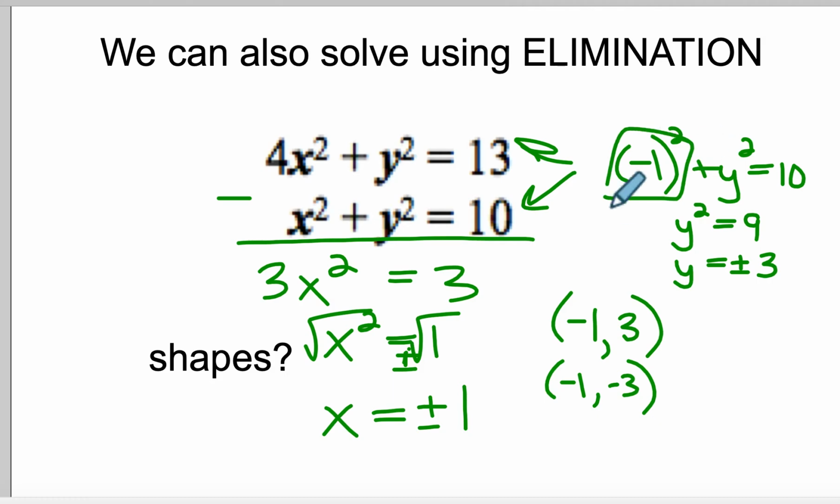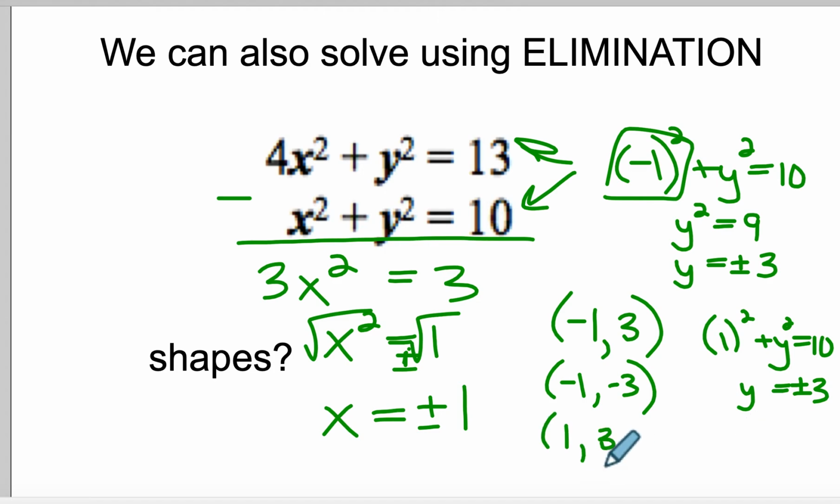So if I plug in positive 1, positive 1 squared plus y squared equals 10, I'm going to get the same thing. I'm going to get y equals plus and minus 3, because 1 squared is going to give me the same thing as negative 1 squared. But that basically means I have 4 different coordinates, because this time I plugged in 1, and I also got positive 3 and negative 3. So I have 4 different points. Those are all 4 of my answers.